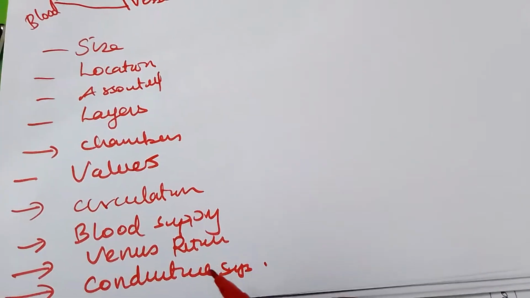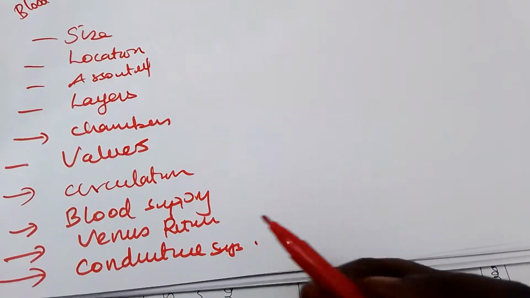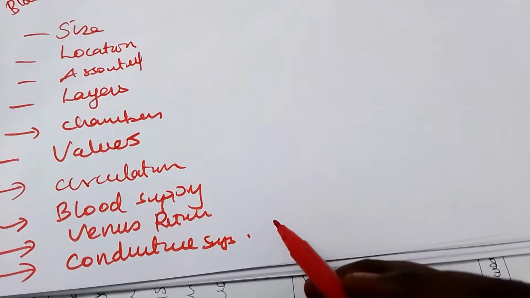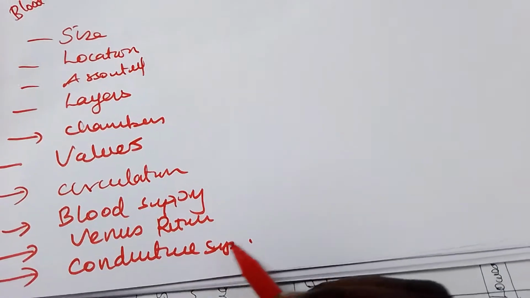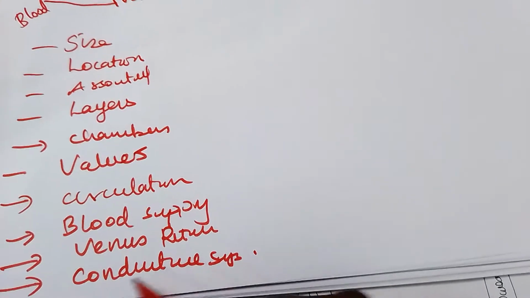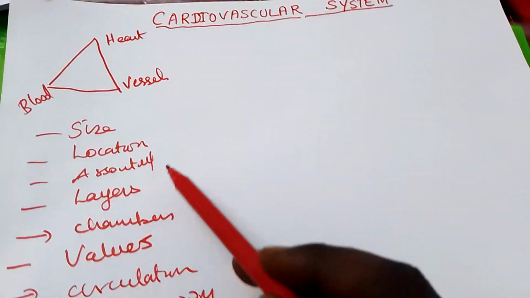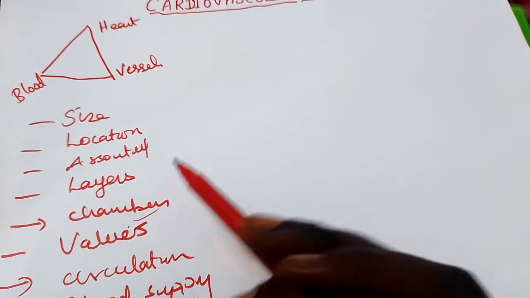Then you can have a question: it is functioning automatically, so is there no nervous supply or something? Yes, of course, there is parasympathetic and sympathetic nervous supply, but the heart functions mainly by the conductive system of the heart. So at least BSc nursing or GNM students should know about these main things.